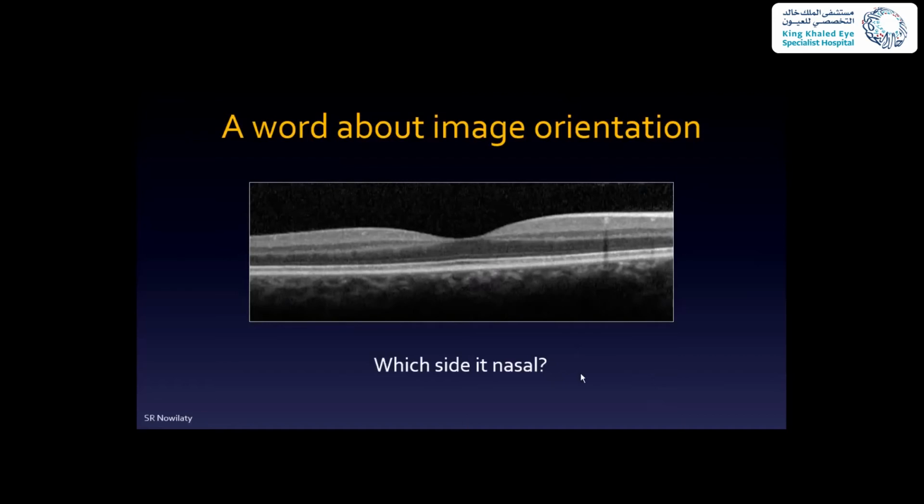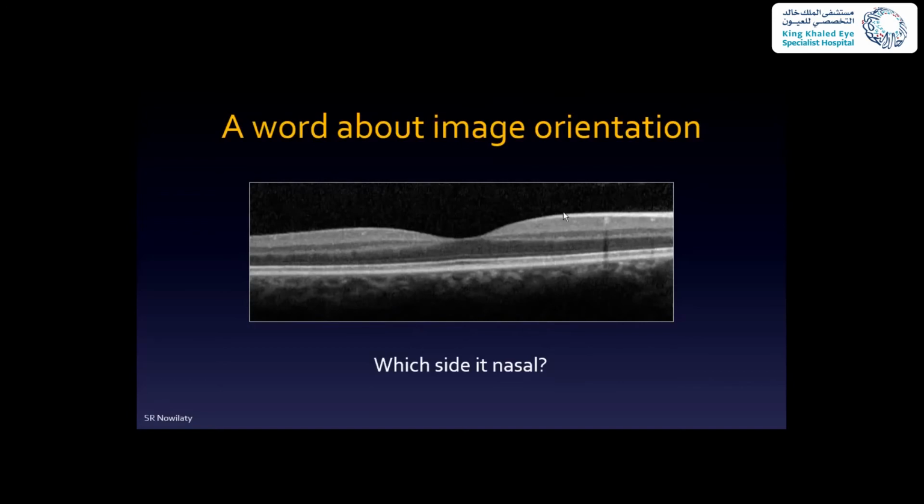Okay, now a word about image orientation. If I show you an image just like this, and I tell you which side is nasal, I don't know if anybody wants to answer, but I'm afraid that if we do this interactively, we may lose a lot of time. Well, somebody answered, which is good. The right one. Which side is nasal? The right one. Okay, I suppose the right one is this one. And why?